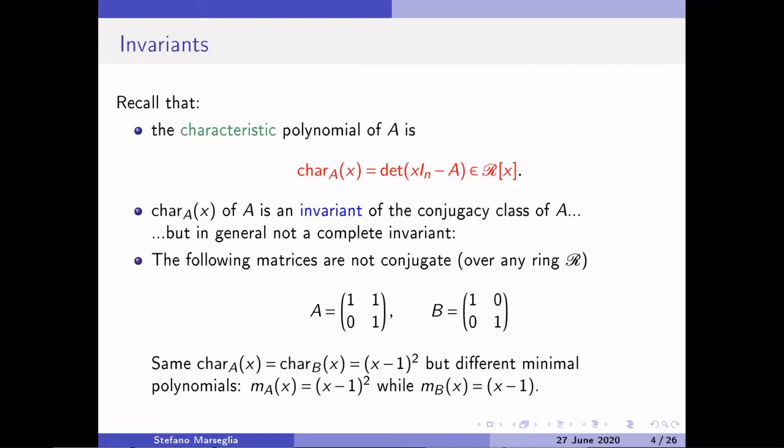Okay. And one can prove that these two matrices are not conjugate over any ring R. So there is really no constraint. It can be a field, it can be a PID, it can be a finite ring.